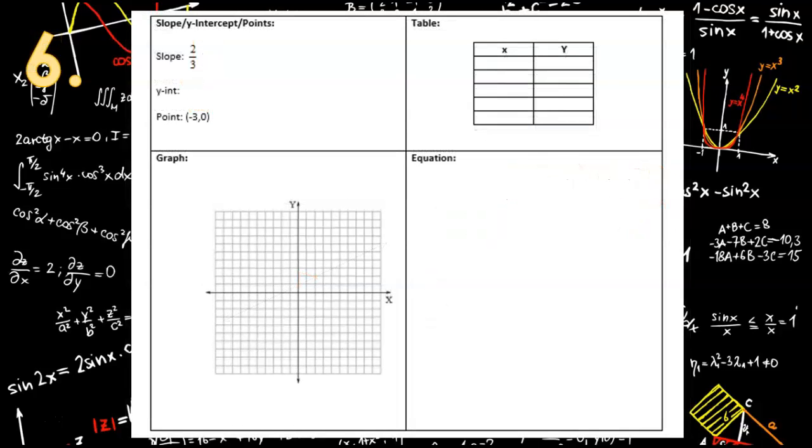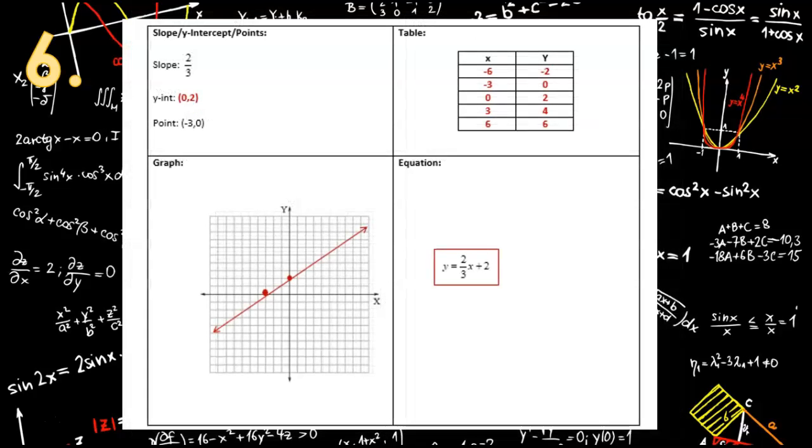Number 6, try this one. All right, so if I plot the point -3, 0, and I use my slope up 2 over 3, that gives me another point here on the line. So -3, 0 is 1 point on the line. My y-intercept is 0, 2. It crosses right there at 2. So my b is 2, and my m, my slope, is 2/3.